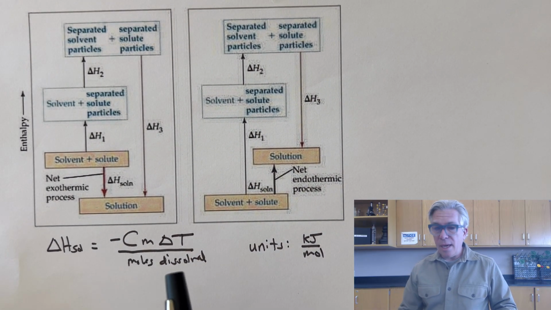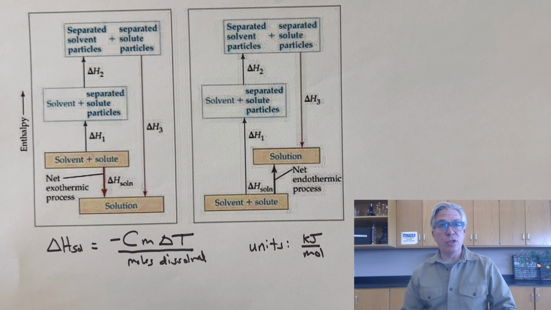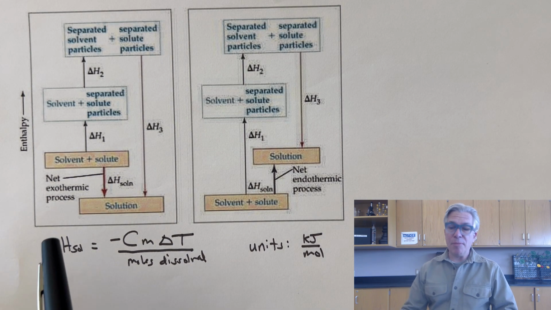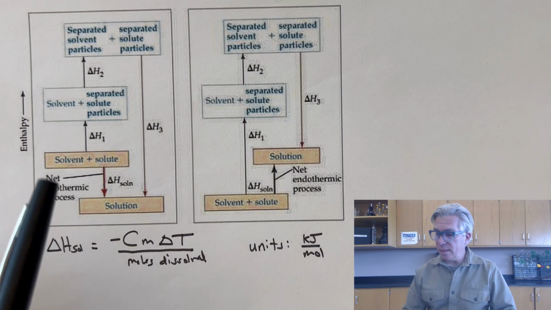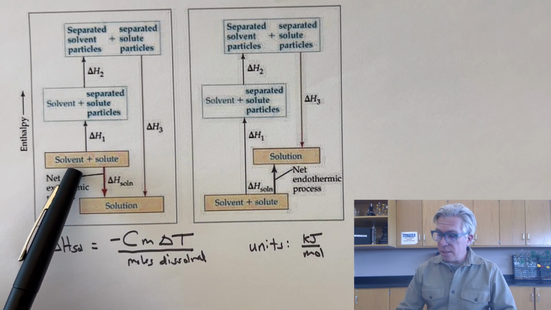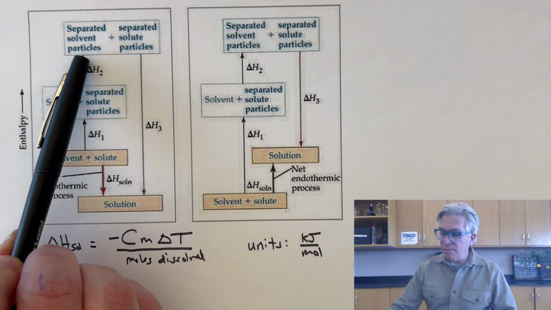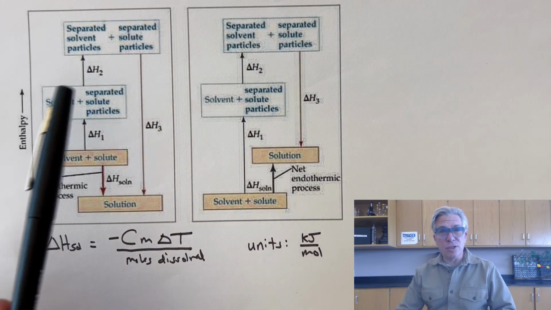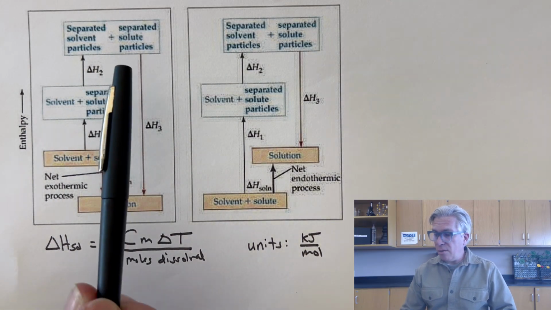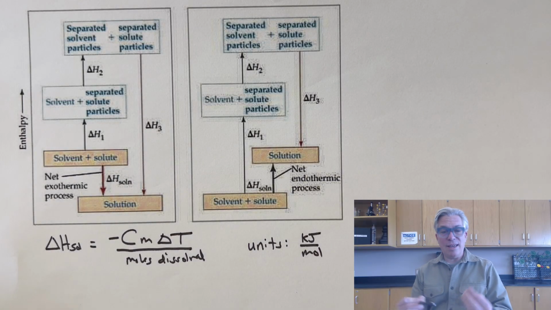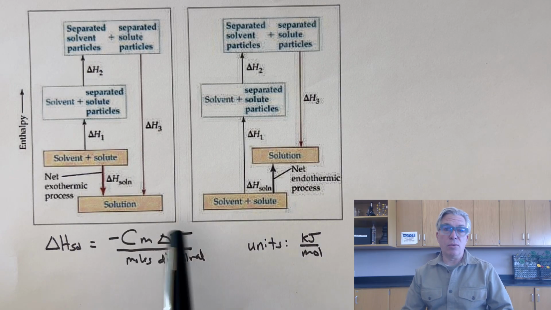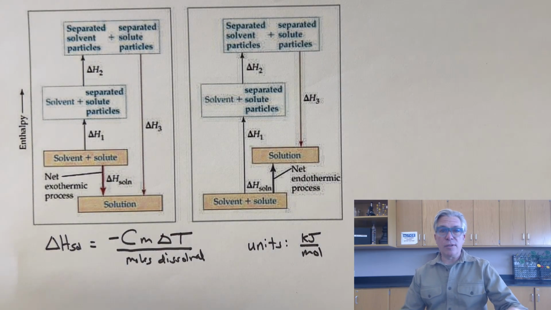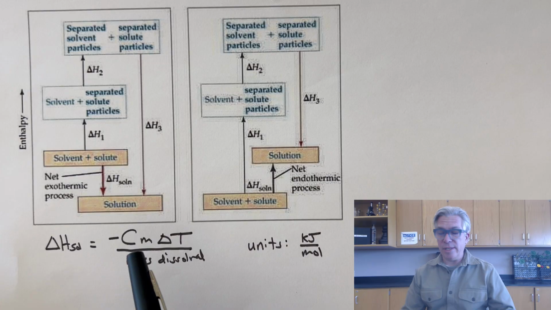Whether your heat of solution is endothermic or exothermic depends on which set of interactions wins. If, for example, separating the solute and the solvent doesn't take much energy, but you get a bunch of energy out when the solute and the solvent get together, then your resulting energy change will be negative and you'll have an exothermic heat of solution. So you'll dissolve something, the temperature will go up, and heat will be released.